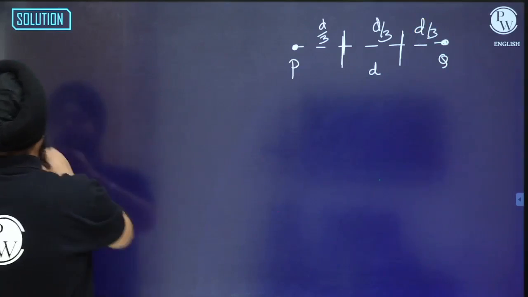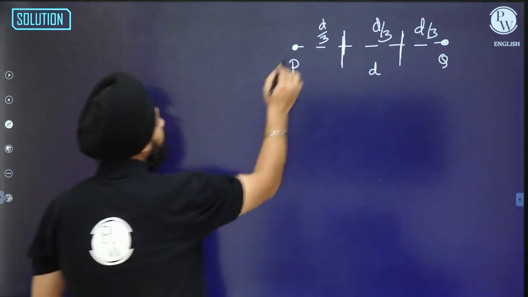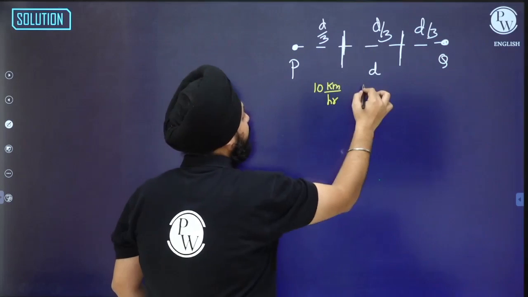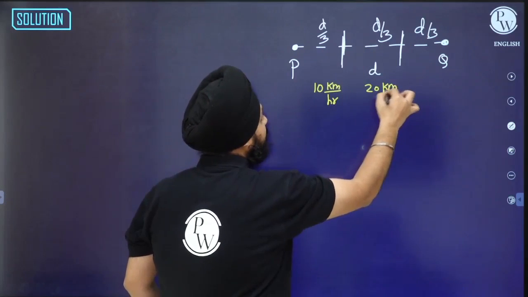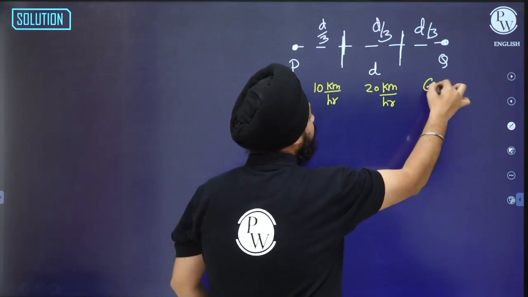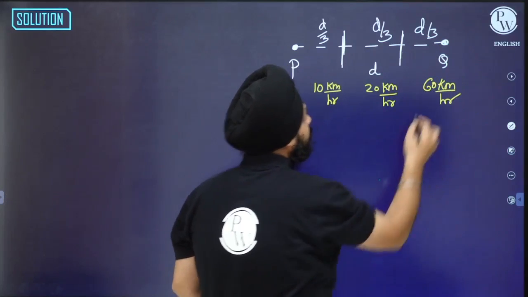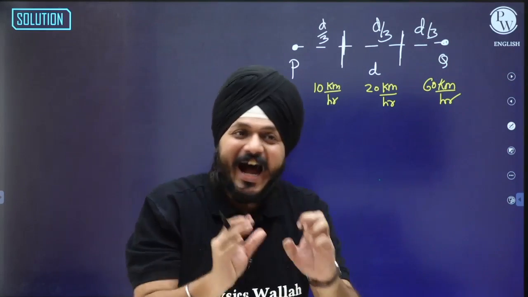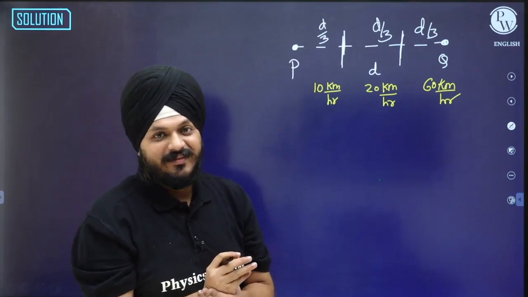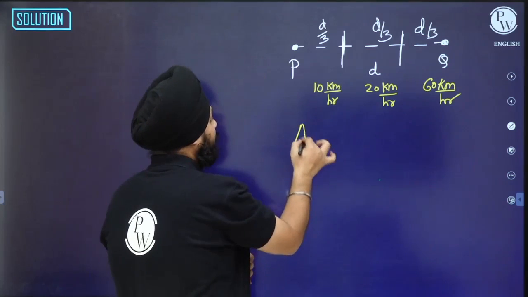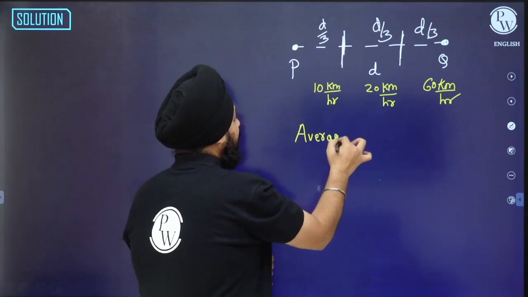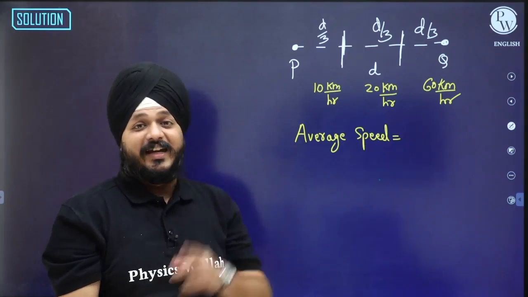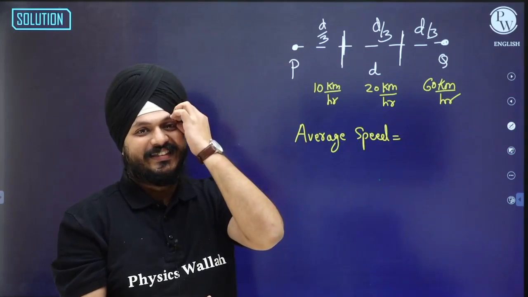Now it is mentioned in the question, for the first D by 3, the particle is moving with a speed of 10 km per hour. For the second D by 3, it is moving with a speed of 20 km per hour. And for the third D by 3, it is moving with a speed of 60 km per hour. No information regarding time is given, so it reminds us of the formula of average speed.